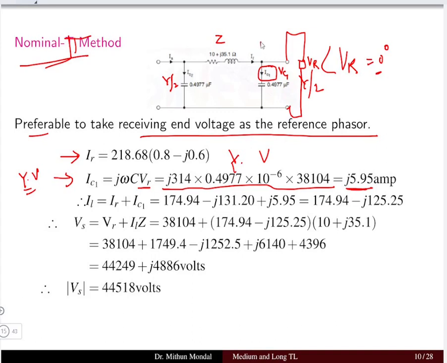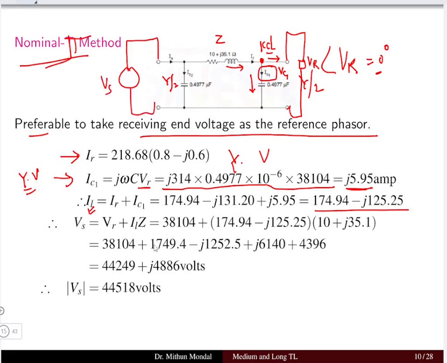Now we can apply the KCL at this particular node. If we apply the KCL at this node, the line current will be distributed into the capacitive current and the receiving end current. So we will get the line current flowing, which is equal to 174.94 minus j125.25. Now we have to determine the sending end voltage Vs.